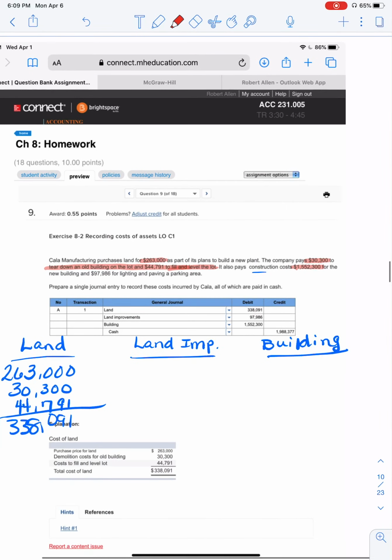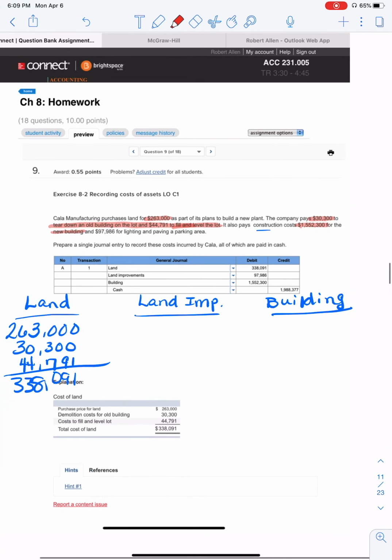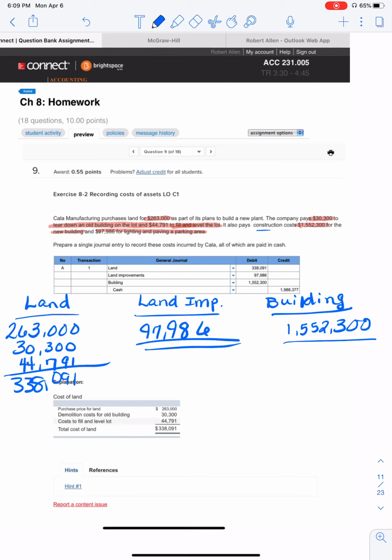Next, what I'll need to do is to pay construction cost of $1,552,300 for the new building. So that seems to me to be pretty clearly part of my building costs, $1,552,300. And next, I'm going to have to figure out what to do with this lighting and paving of the parking area. Well, that is going to go to what we call land improvements, $97,986. So we've got our totals.